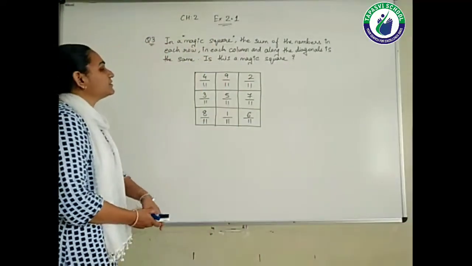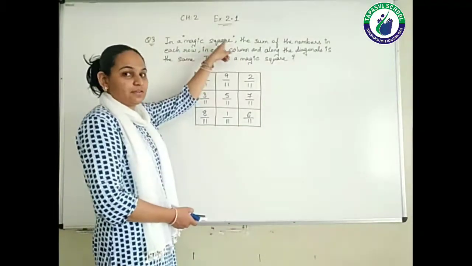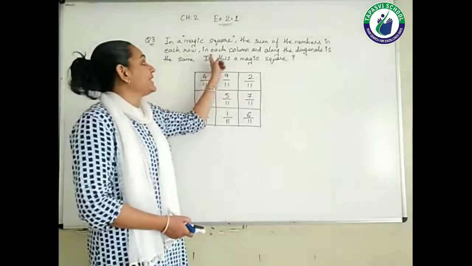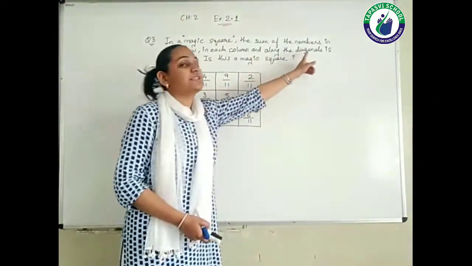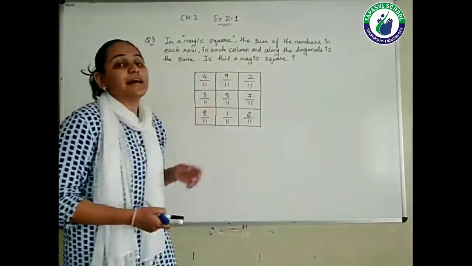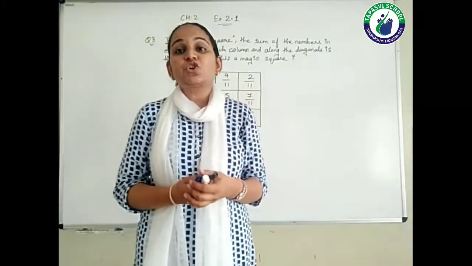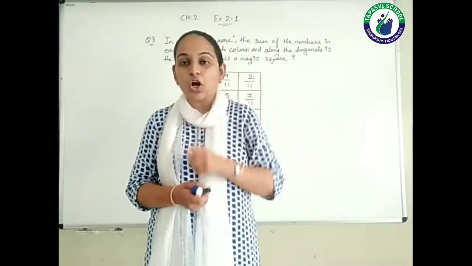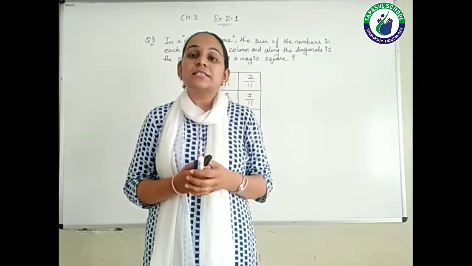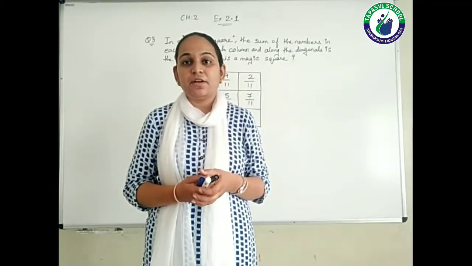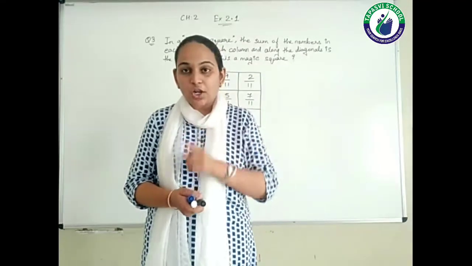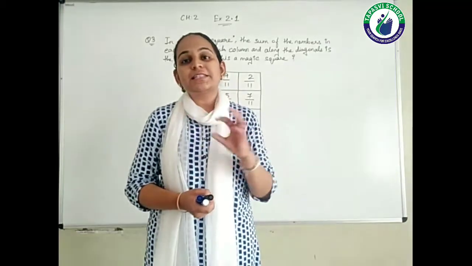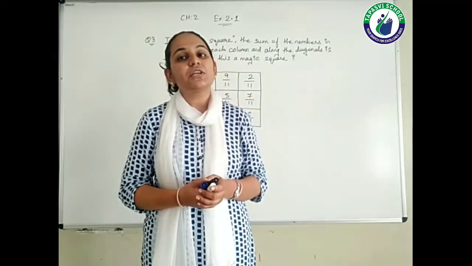Here your question number 3 is: in a magic square, the sum of the numbers in each row, in each column and along the diagonals is the same. That means it is called a magic square, students, when your row sums, your column sums and your diagonal sums are always the same. When all these answers are the same, then we can call it a magic square.